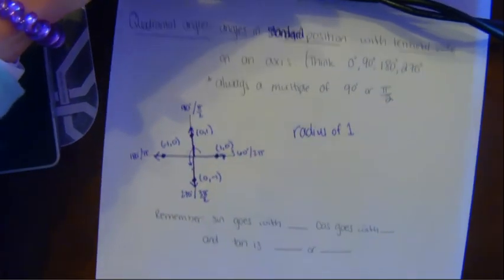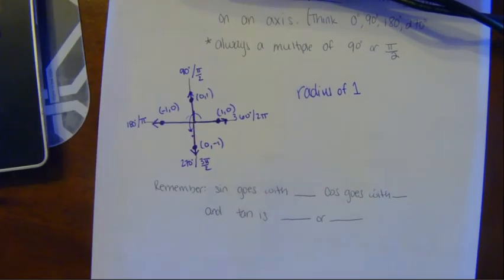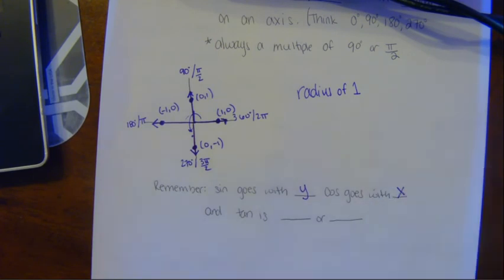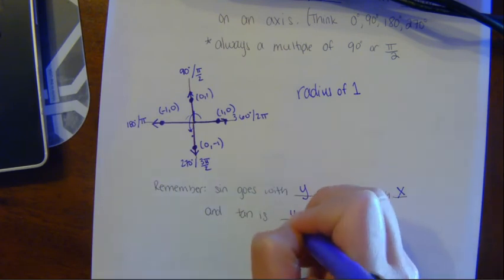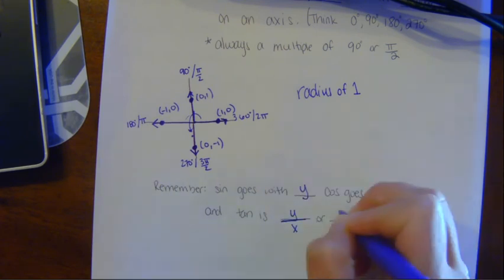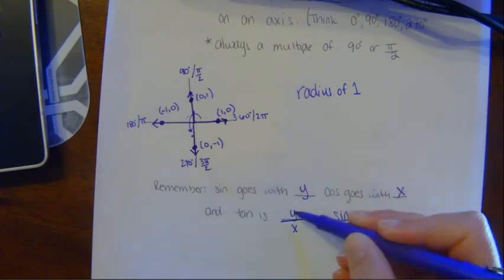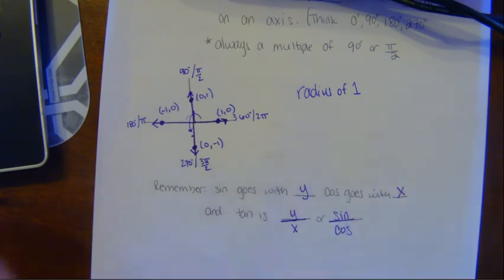Remember, we also saw when we were looking at the unit circle that, in the ordered pairs, sine always goes with the y coordinate, and cosine always goes with the x coordinate. So your tangent is y over x, or sometimes we refer to that as sine over cosine, because sine is y and cosine is x.